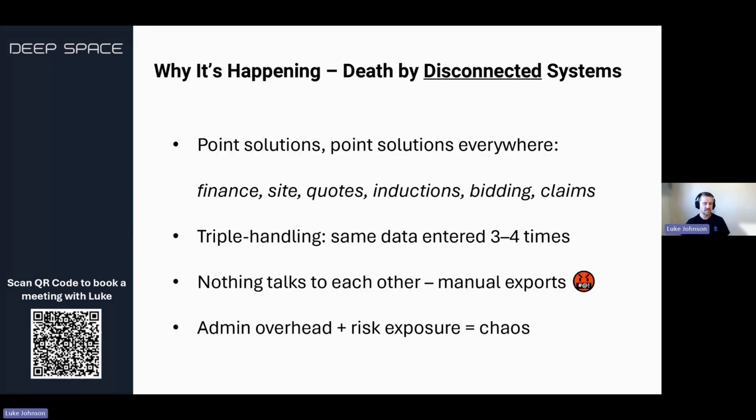Why does it happen? The pain starts with disconnected systems or lack of a system, right? There's so many point solutions in construction now. You can have a solution for doing your inductions, for managing your contractors. You can have a different one that perhaps manages the insurances. You could have a different system for doing bidding and tendering. Maybe you're doing it in Excel. You could then be sending out quotes through some kind of procurement platform, or perhaps in Excel, or sending it via email. Then you may be storing things somewhere, maybe on a shared drive like Dropbox or SharePoint.